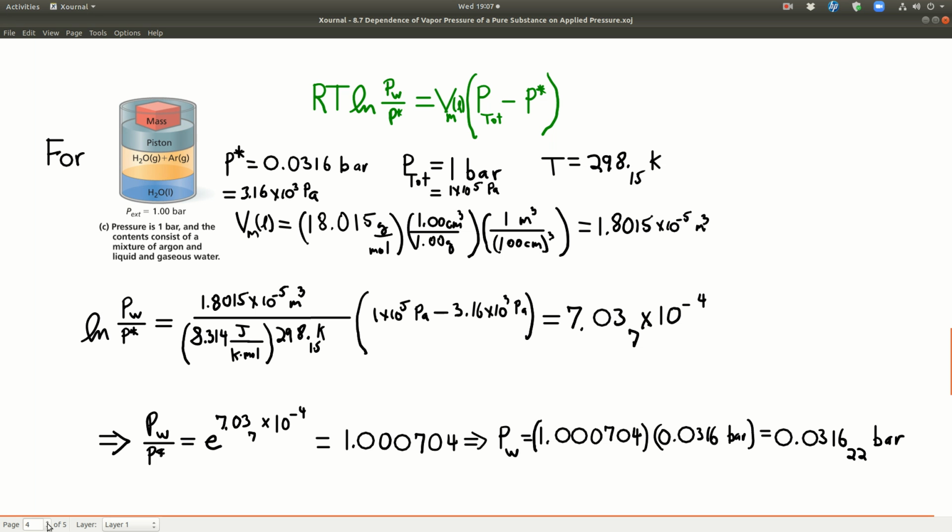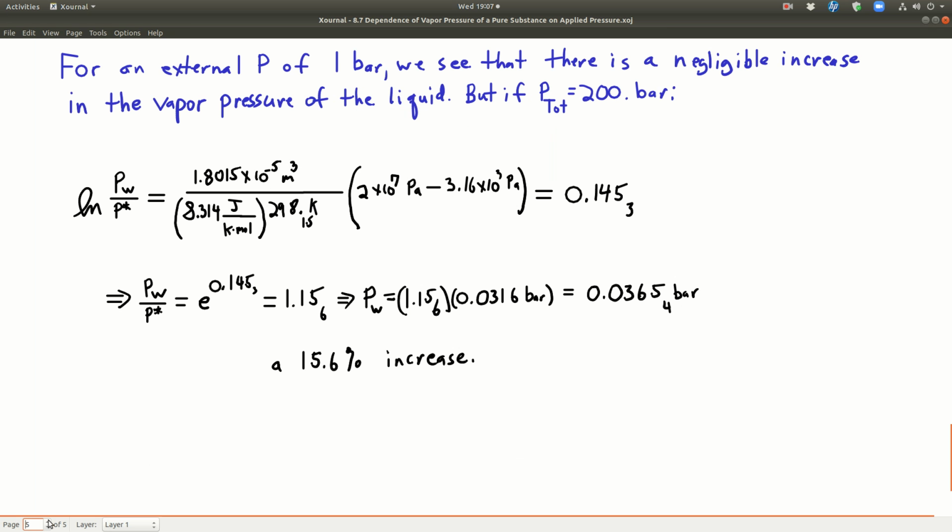But let's look at what happens when we increase that total pressure, the external pressure. So let's say it's 200 bars, right? That ends up being like 2 times 10 to the 7th pascals. Plugging that into the same equation, we get the natural log of the ratio of the pressures is equal to 0.1453. Taking e to both sides, we get that the ratio of the pressures is equal to 1.15, or the partial pressure is now 0.03654 bars, which is almost a 16% increase. That's significant. And there you go.